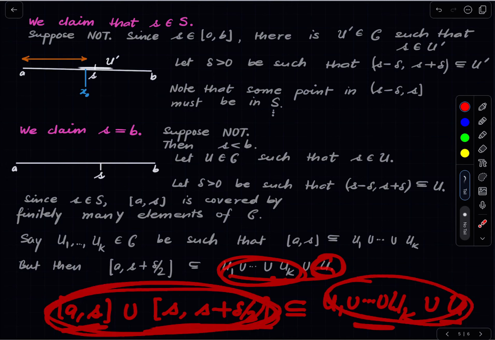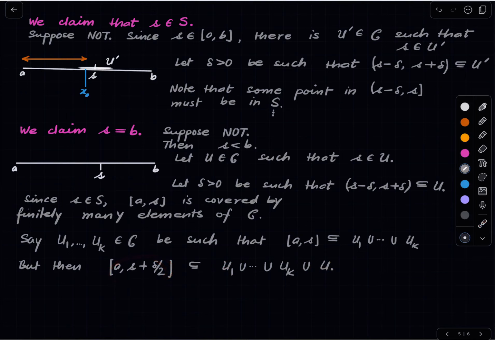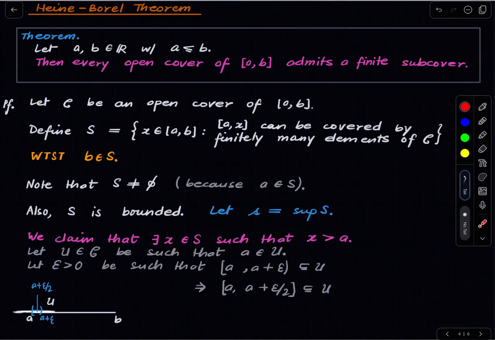But what is this thing? This thing is just that. But that implies that s plus delta by 2 is in capital S, which contradicts the fact that little s is the supremum of capital S. Little s was the supremum of capital S, and this conclusion contradicts that. So that's it. This proves our claim that s is equal to B, and therefore B lies in S. We already showed that s lies in S, but since s is equal to B, B lies in S, and that was our goal. So that proves the Heine-Borel theorem.